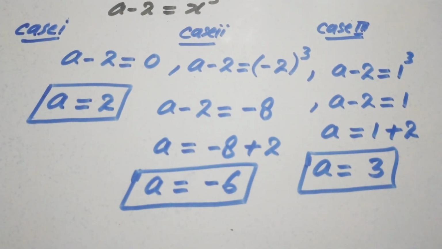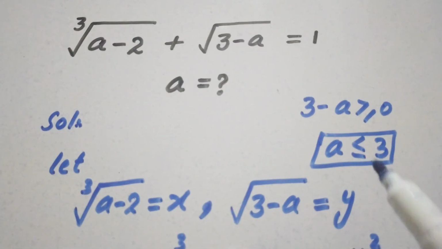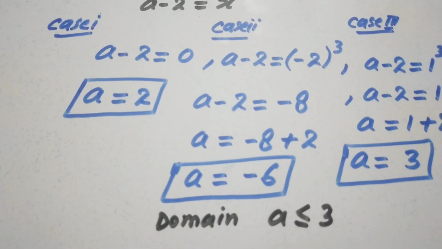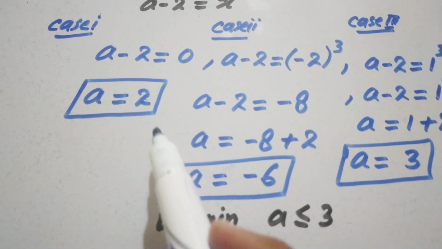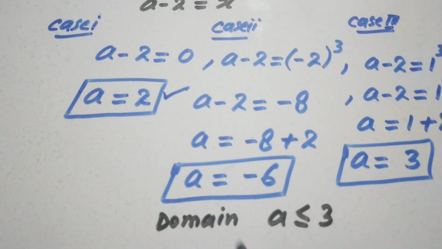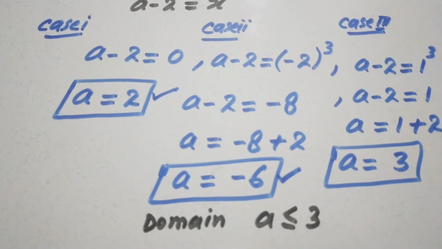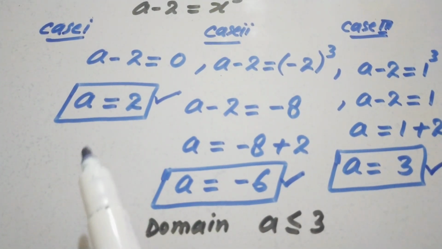Now recall our domain. Our domain is a is less than or equal to 3. Here a is equal to 2 which is less than 3. This is a valid solution. And here a is equal to negative 6 which is also less than 3, a valid solution. And here a is equal to 3. Our domain is a is less than or equal to 3, so this is also a valid solution. So the final answer is a is equal to 2, negative 6 and 3.